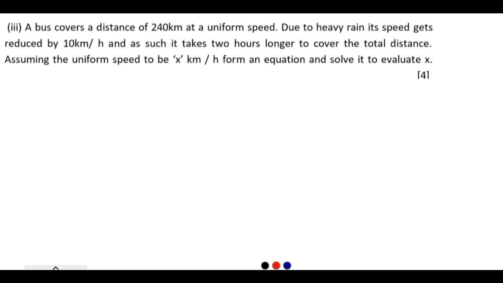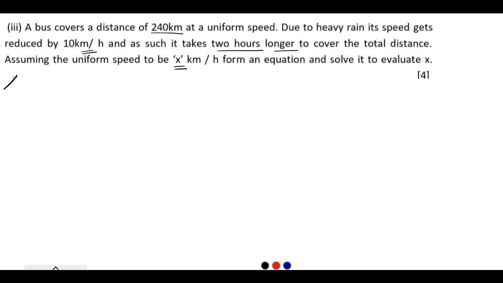Third part, last question, last part of this sample paper. A bus covers a distance of 240 km at a uniform speed. Due to heavy rain, its speed gets reduced by 10 km per hour, and as such it takes 2 hours longer to cover the total distance. Assuming the uniform speed to be x km per hour, form an equation and solve it to evaluate x.